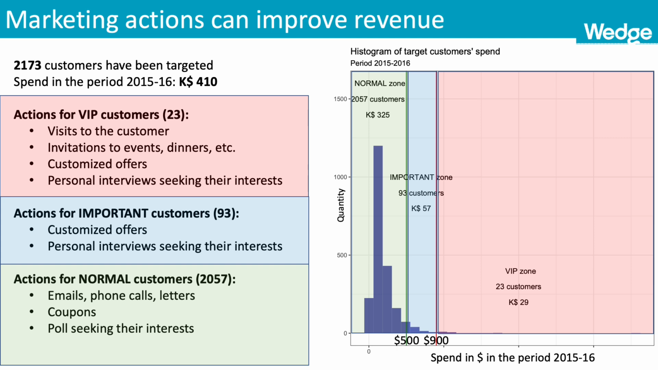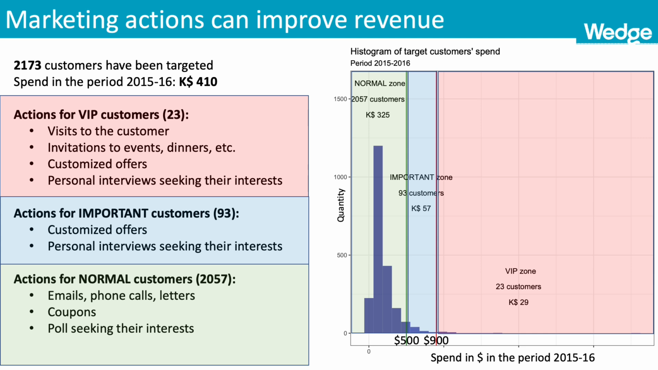So we need to have a different strategy for each of the classes of target customers. For instance, for the VIP customers, which are 23, we suggest to visit them by executives of the company, to invite them to events, dinners, to offer them really customized offers, and by personal interviews, trying to find what are their interests and reasons for diminishing their spend.